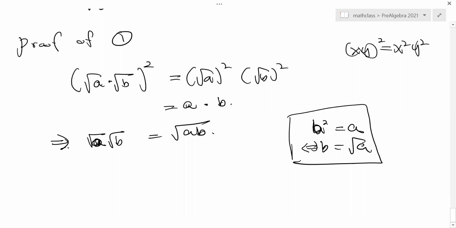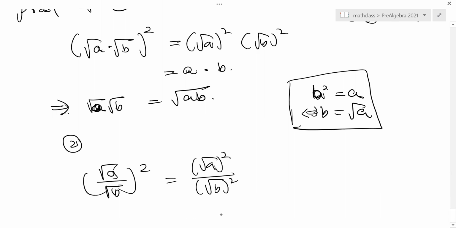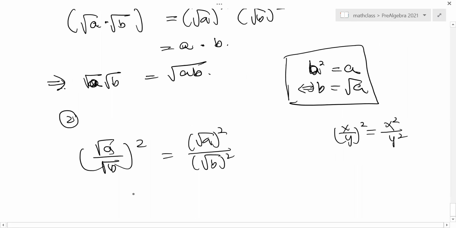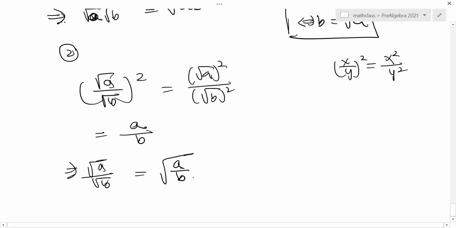And then similarly, let's prove the second one. The second one, square root of A over square root of B, let's square it. Then you square the numerator and you square the denominator. Here we're using the formula (x over y) squared is x squared over y squared. Then by the definition of square root, we get A and B. So that is the reason square root of A over square root of B is the square root of A over B.